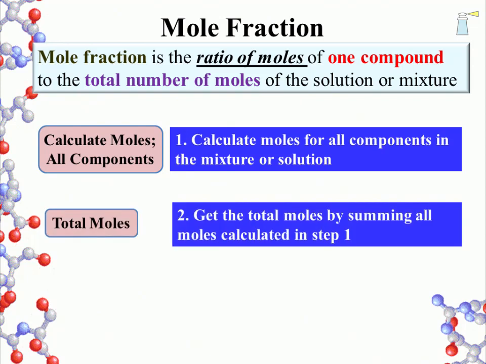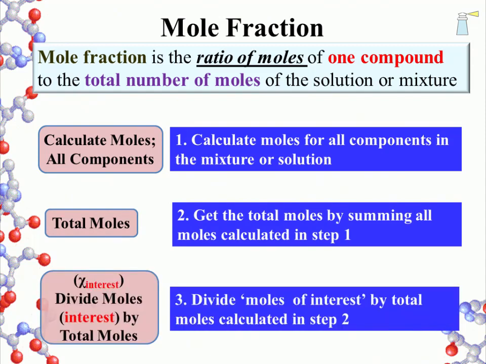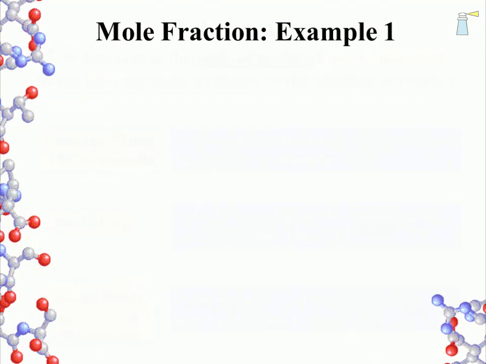From there, get the total number of moles by summing all the moles calculated in step 1. That is the whole in the fraction. To get the mole fraction of interest, that is of any one substance, divide moles of interest, step 1, by total moles, step 2. Once the moles have been determined in step 1, the rest of the process is basic arithmetic. A couple examples will prove that.